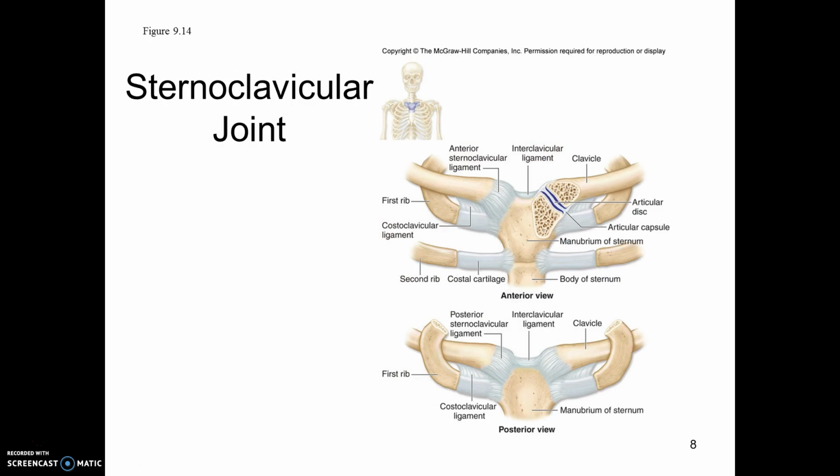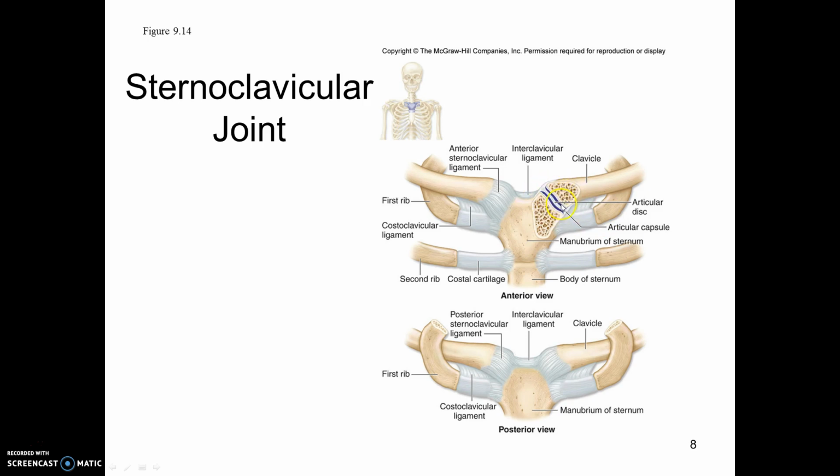Now, the sternoclavicular joint, again, is where the clavicle articulates with the sternum to connect the pectoral girdle to the axial skeleton. And so we're looking at that sternoclavicular joint here.